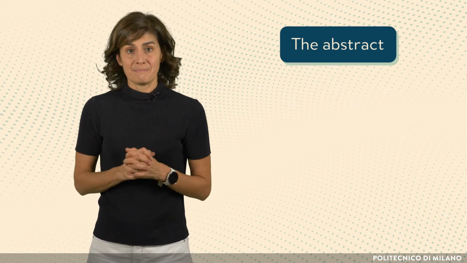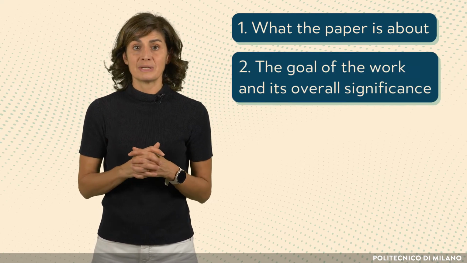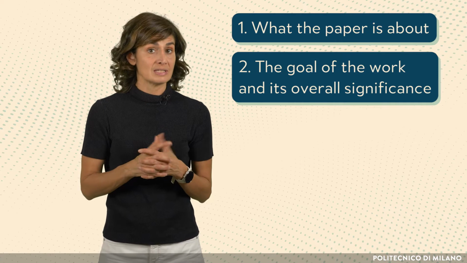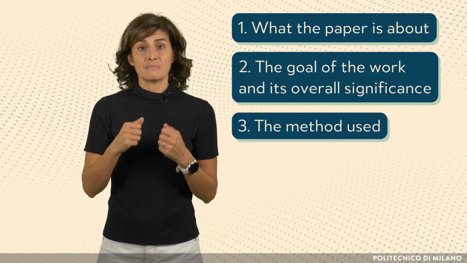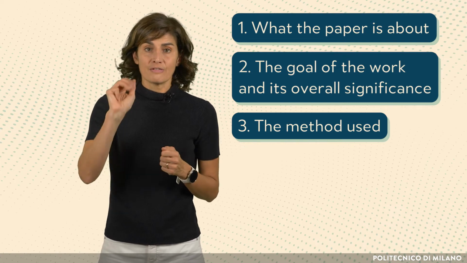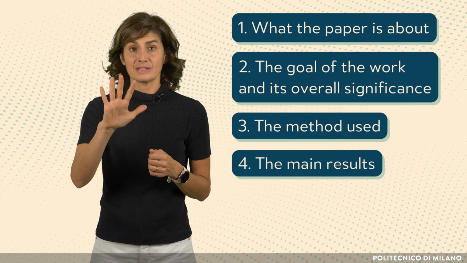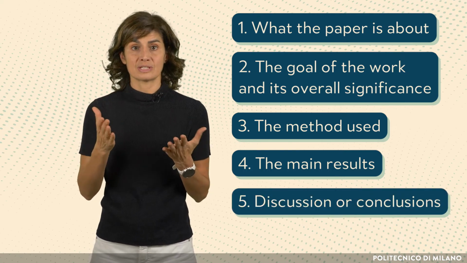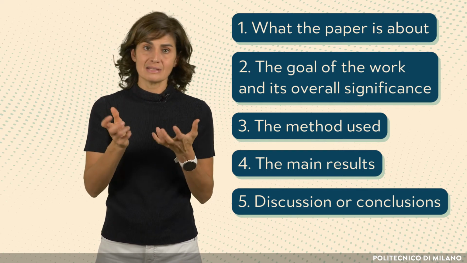This is absolutely allowed. The abstract is usually a quite short text, so a real communication challenge. The schema could be: first, what the paper is about. Second, what the goal of the work presented is, plus the overall significance. Third, what was the method used? Fourth, the main results. And fifth, the discussion or conclusions. If there really isn't enough space, you can skip the method.